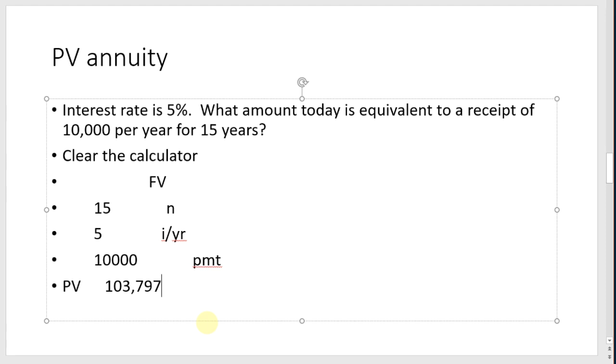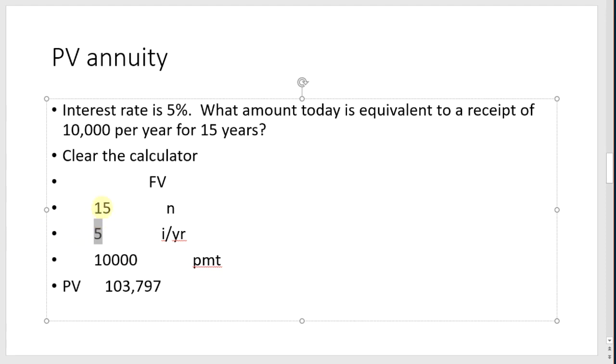You could say, well, I could get 15 payments of $10,000, or I could get 103 and change today, all the same to you, because of course, let's look at this backwards. If you deposited this much today, you could take it out of the bank at $10,000 per year for 15 years, earning 5%, and at the end of 15 years have nothing left. Okay, so lots of uses, both personally and in business for this.